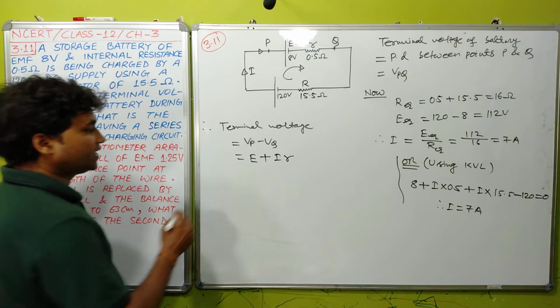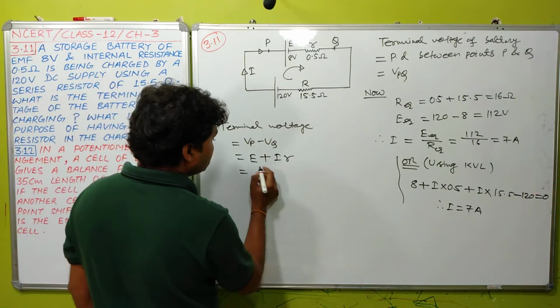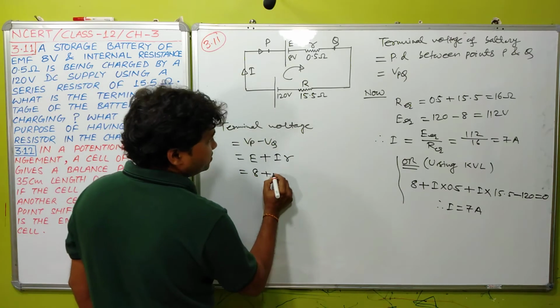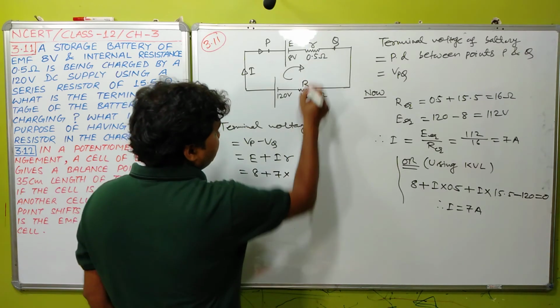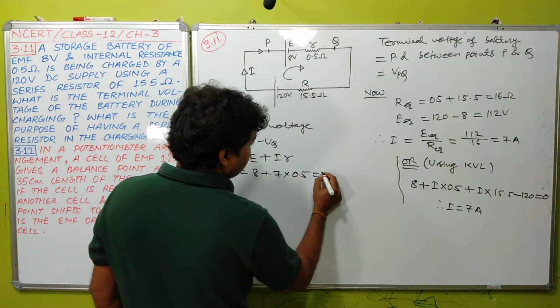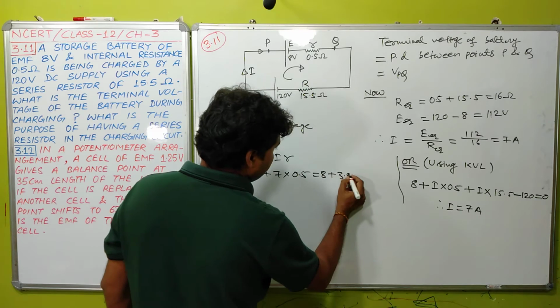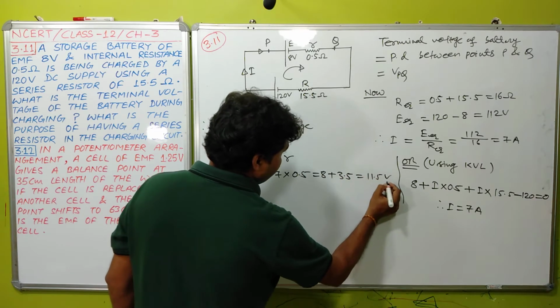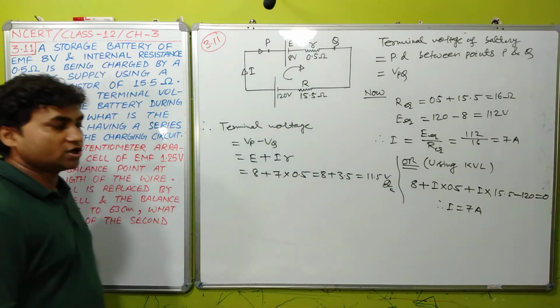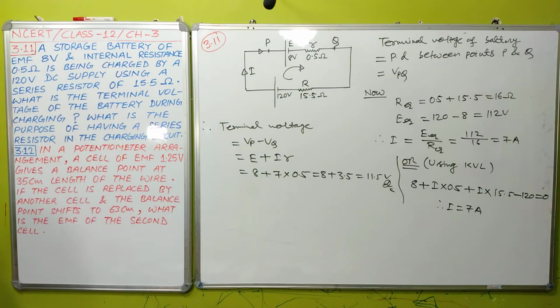Okay, E plus I R, and now put the values of all these terms. E is 8 plus I is 7 ampere, R is 0.5, this becomes 8 plus 3.5, this becomes 11.5 volt, which is your answer. Okay student, it's a formula based easy question. Now let us move towards question number 3.12.